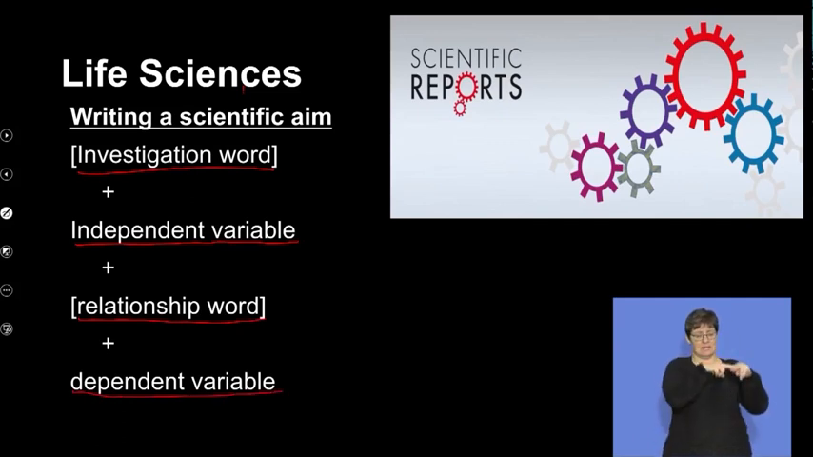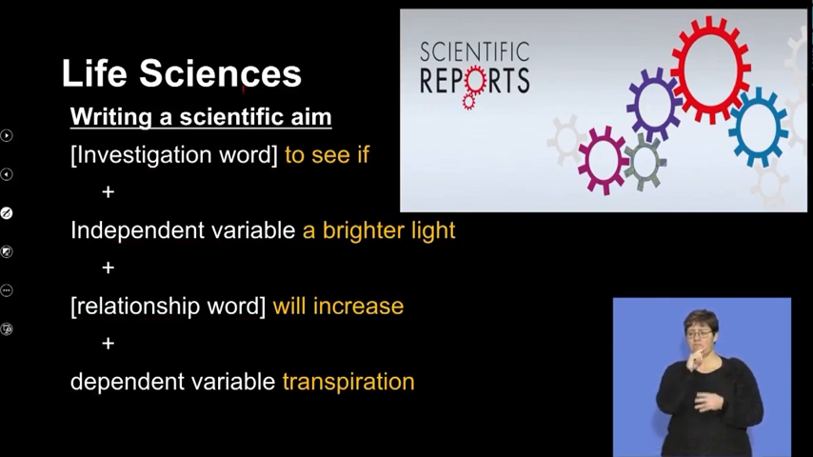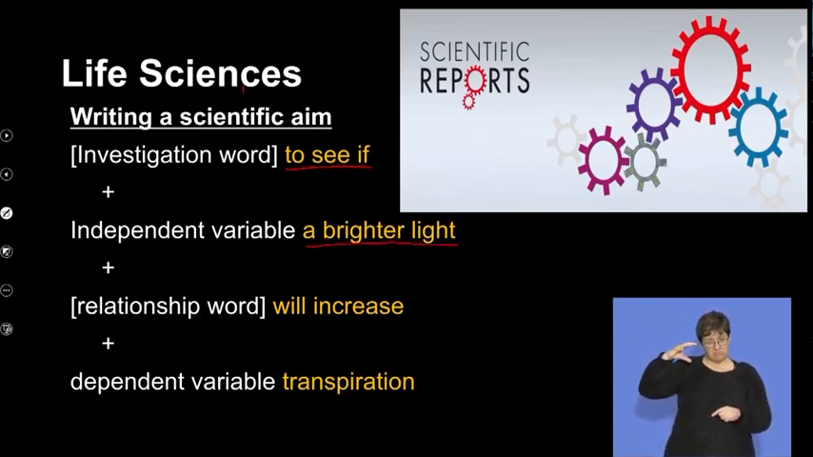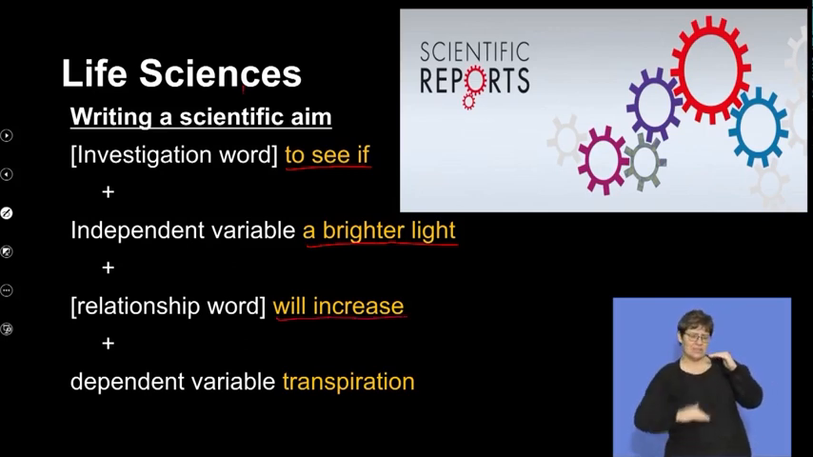So let's look at that in terms of the experiment that the boys did. The investigation word was "to see if." It could be "to determine whether," "to find out if." Then they mention their independent variable, which is the brightness of the light. Then they mention the relationship word. In other words, what's that going to do? Will it increase or decrease? Then, what are they going to measure? They are going to measure transpiration.